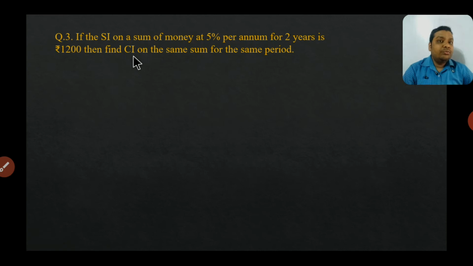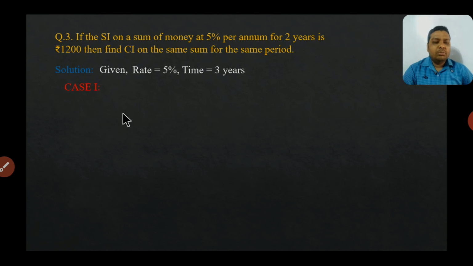But to find compound interest we need principal, rate and time. It is given the same sum for the same period, which means the rate and time we have to take the same. So what will be the principal? Principal we will find by using the simple interest formula, because simple interest is given. So at first we will write what is given: simple interest and time.